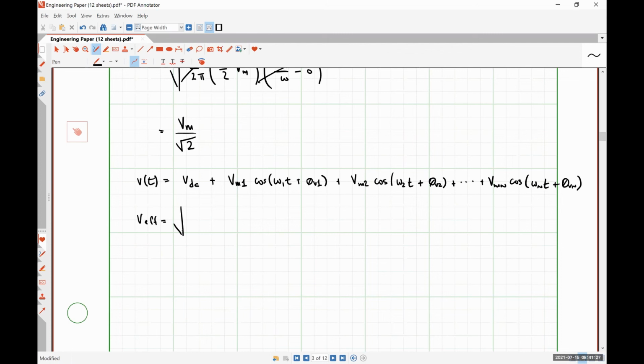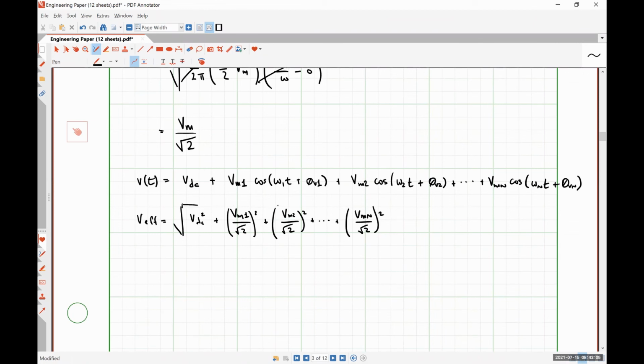So what's the effective value of a DC term? The DC term itself, right? Because it has the exact same value over the entirety of its period. So that would look like V DC squared. And then here we would have VM1 over the square root of 2 squared, plus VM2 over the square root of 2 squared, all the way out to VMN over the square root of 2 quantity squared.